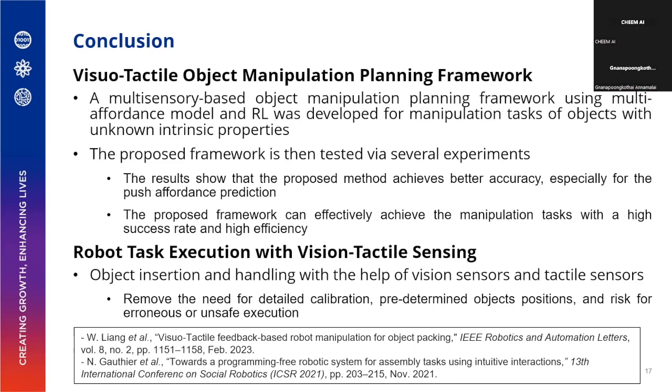We also use the vision and tactile sensing information for the robot task execution. We have done the object insertion and handover with the help of the vision sensors and the tactile sensor to remove the need for detailed calibration, predetermined object positions, and the risk of erroneous or unsafe execution.